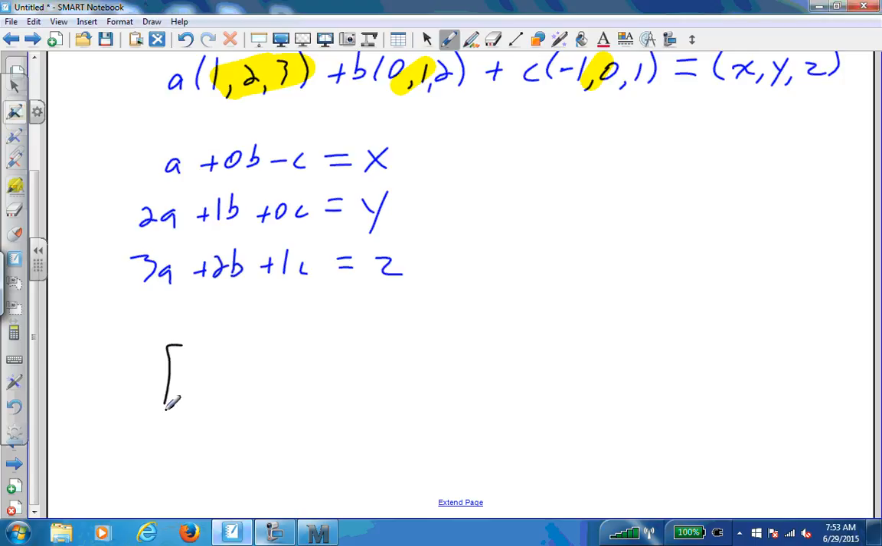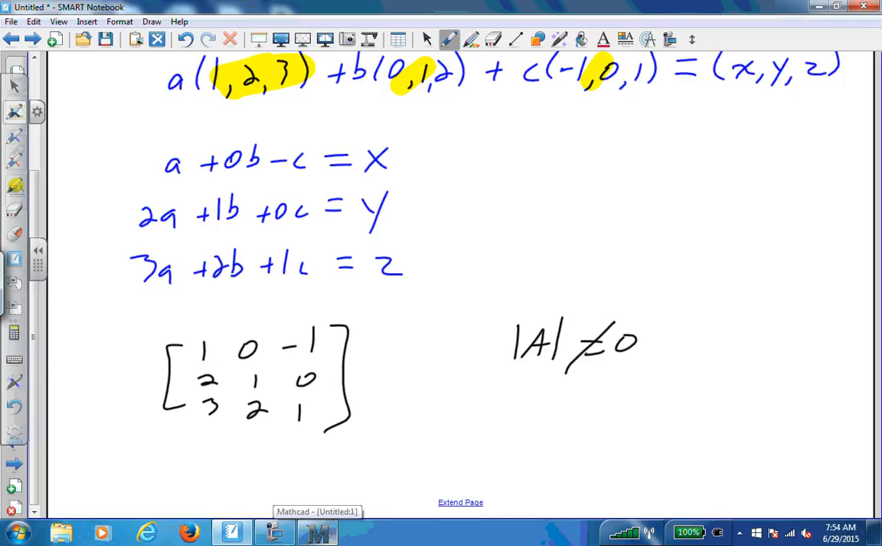So if we look at our coefficient matrix, 1, 0, negative 1, 2, 1, 0, 3, 2, 1, let's see what the determinant of this is, just to check to see if there is a solution. Remember, the determinant equals 0 means there's not a solution. Determinant not 0, there is a solution.